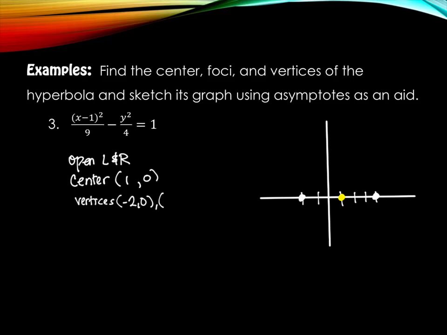-2, 0, and what? 4, 0. Okay, everybody good with those? Okay. I want to actually draw in the B value. This is me wanting to look at the picture of it. What's my B value for this? It's 2. So I'm going to go up 2 and down 2 from the center.